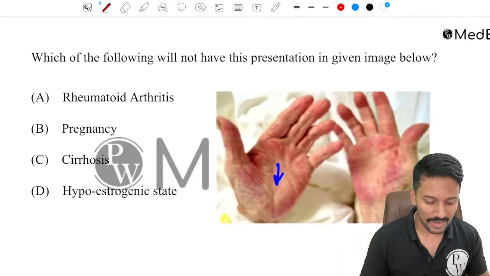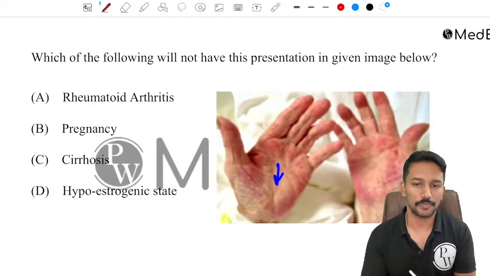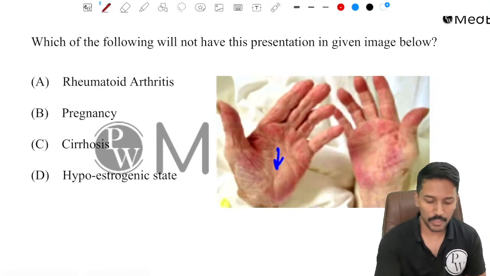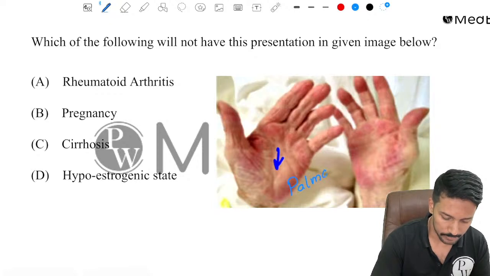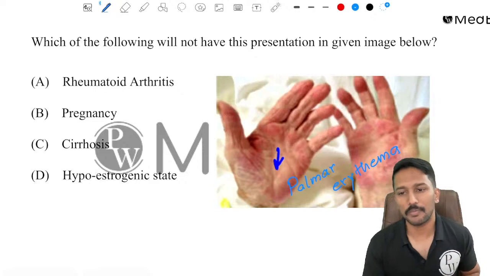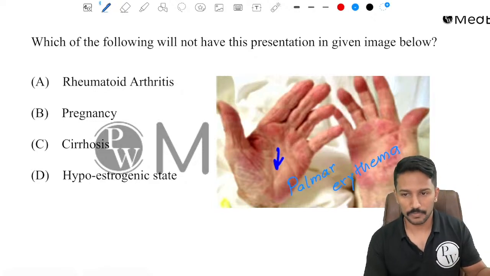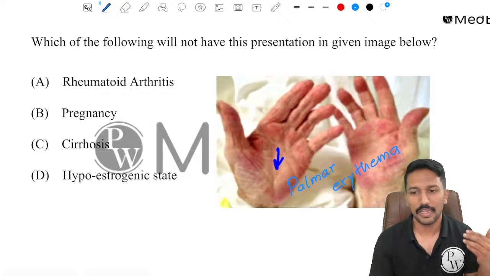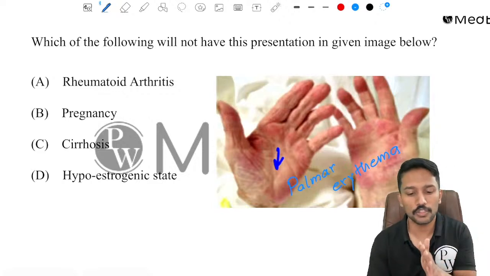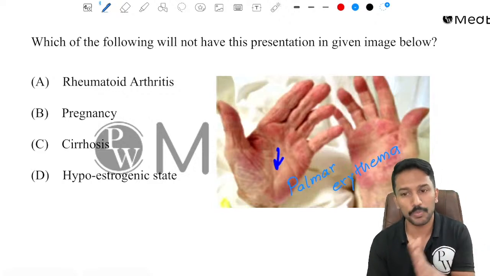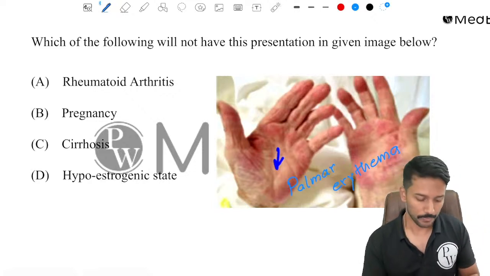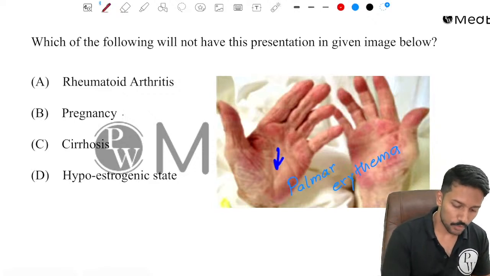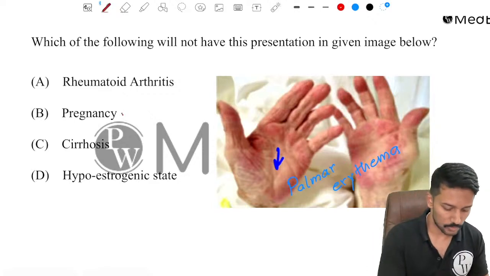Which of the following will not have this presentation that you see in the image? Now what do you see in the image? In the image we notice that there is redness of the palms, right? So we call this palmar erythema. Now there are two conditions where you might get palmar erythema. One where there is vasculitis, where there is inflammation of the blood vessels, and second when you have hyperestrogenemia. When estrogen levels are high, that can also cause palmar erythema. Okay, so pregnancy is a condition where you have elevated estrogen levels, so that can be a reason.